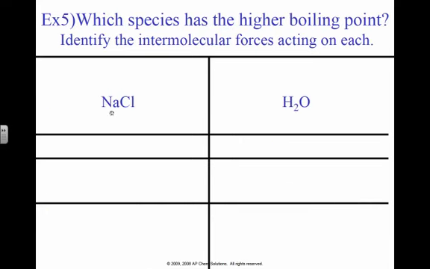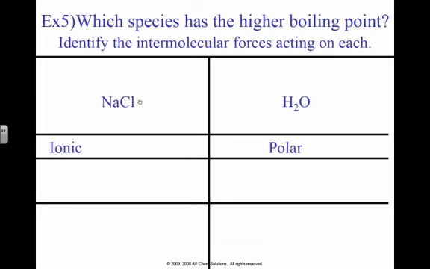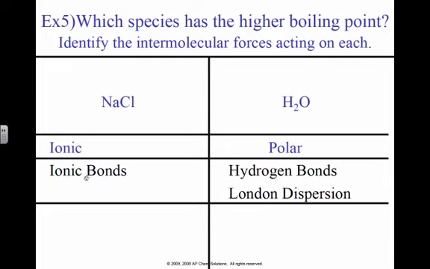This is ionic. This is polar covalent. Remember, ion-ion has the strongest intermolecular force. This is ionic bonds versus covalent hydrogen bonds. Look at its boiling points compared to water.